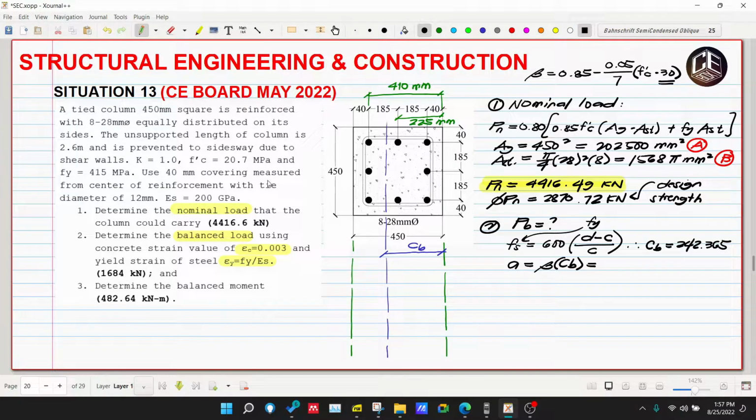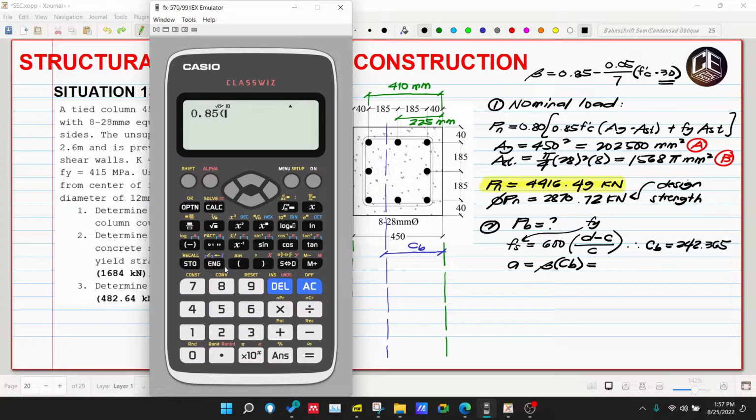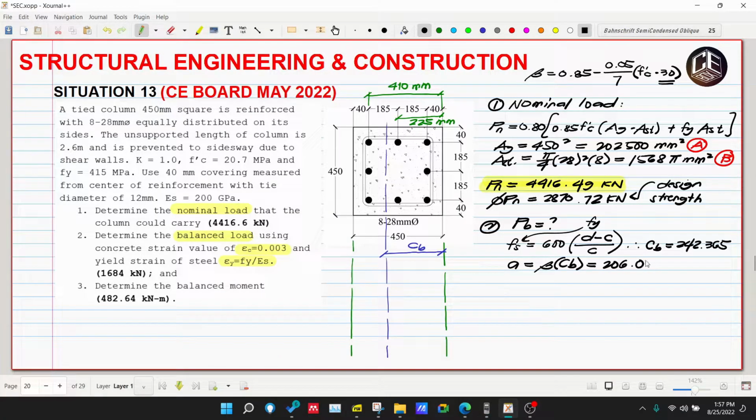Pero anyway, wala naman tayong problema eh. Since ang ating F'C ay less than, sobrang late niya sa 28 and 30, automatic, yung ating beta is equivalent to 0.85. So, this is 0.85 multiplied by CB na 242.365. Yeah, so 206.01 millimeters. Ayan. So, hindi pala pasok yung ating steel bars na nasa gitna. So, yung ating compression block ay nasa 206. Let's say, andito siya.